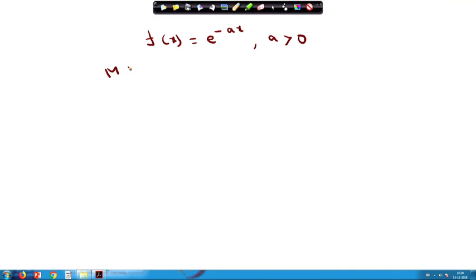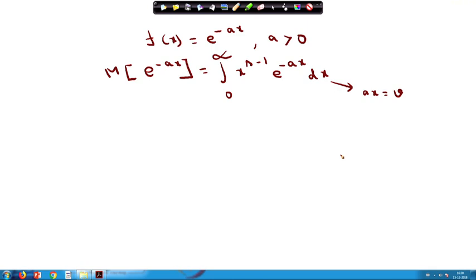Mellin transform of e to the power minus ax. From the definition, you can write integral 0 to infinity x to the power s minus 1 into e to the power minus ax dx. On this, I substitute ax equals v, so that x equals v by a. So, x to the power s minus 1 means 1 by a to the power s minus 1, and dx will be 1 by a dv. So, it will become 1 by a to the power s, integral 0 to infinity v to the power s minus 1 into e to the power minus v dv.